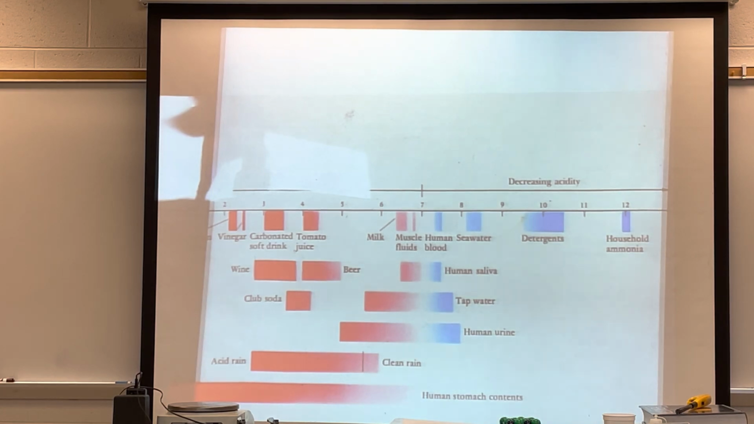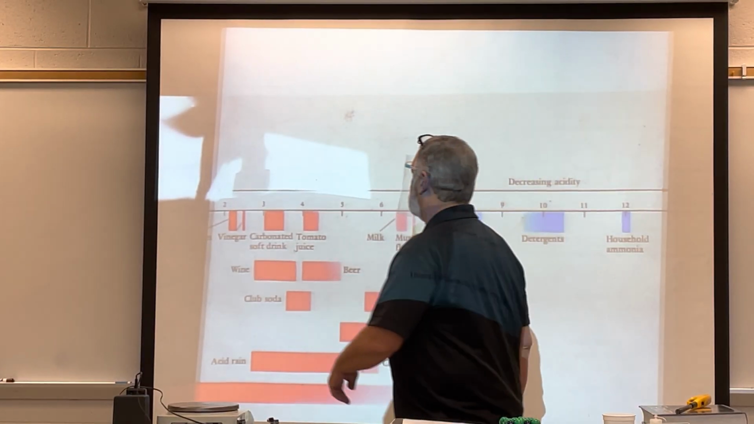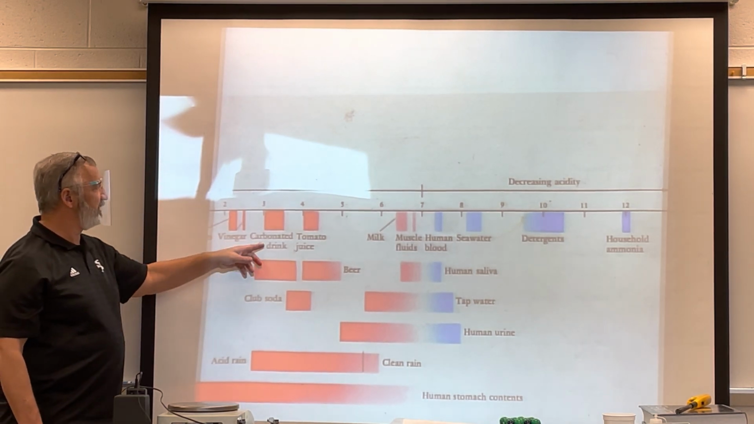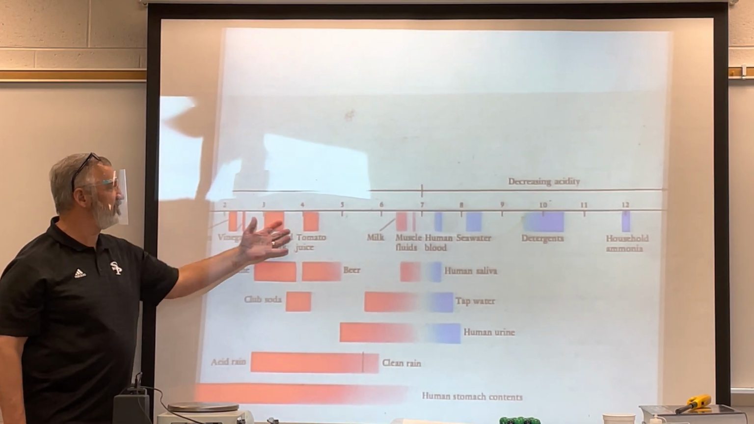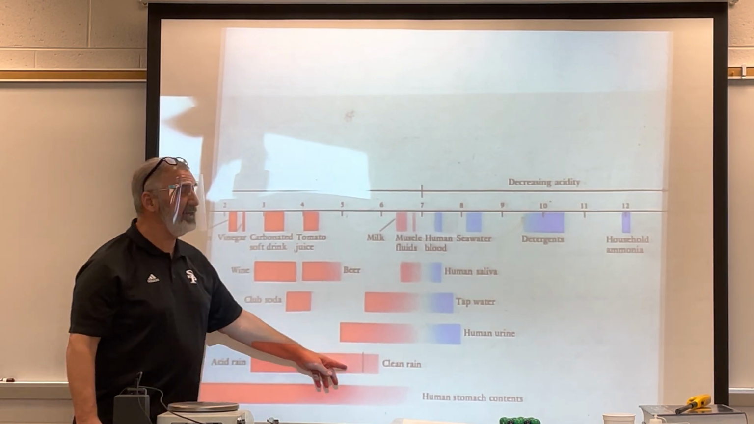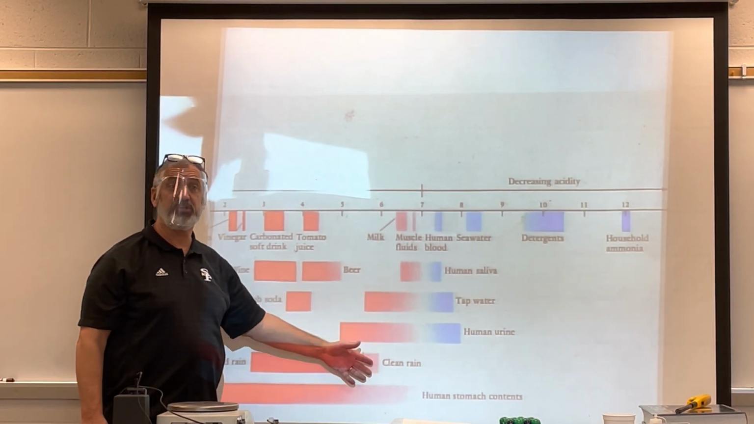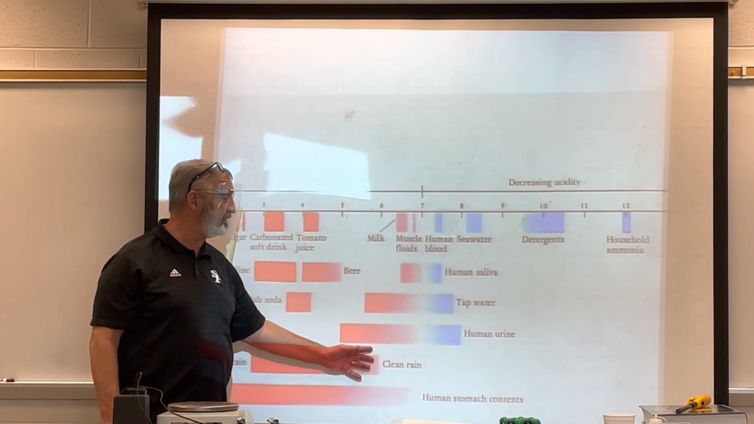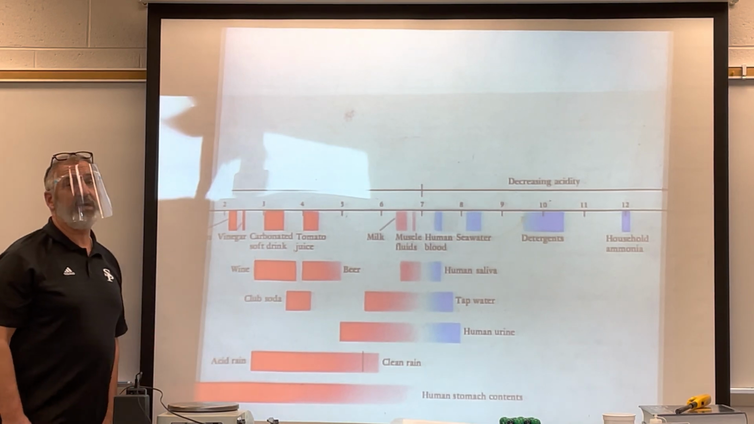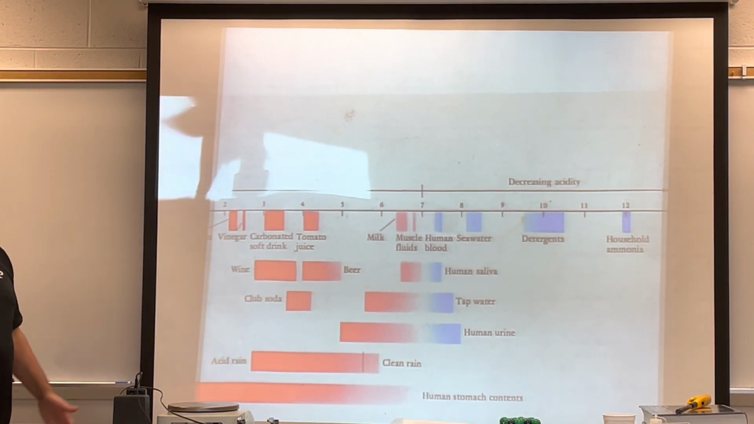Okay, but you can just kind of see on the pH scale here, coming down to 1, right here. You got vinegar, carbonated soft drinks, tomato juice. Okay, acid rain coming way down here. Normal rain is less than 7 because of carbon dioxide making carbonic acid in the rain. You can see the basic things. Just some common household, just to give you an idea on pH.